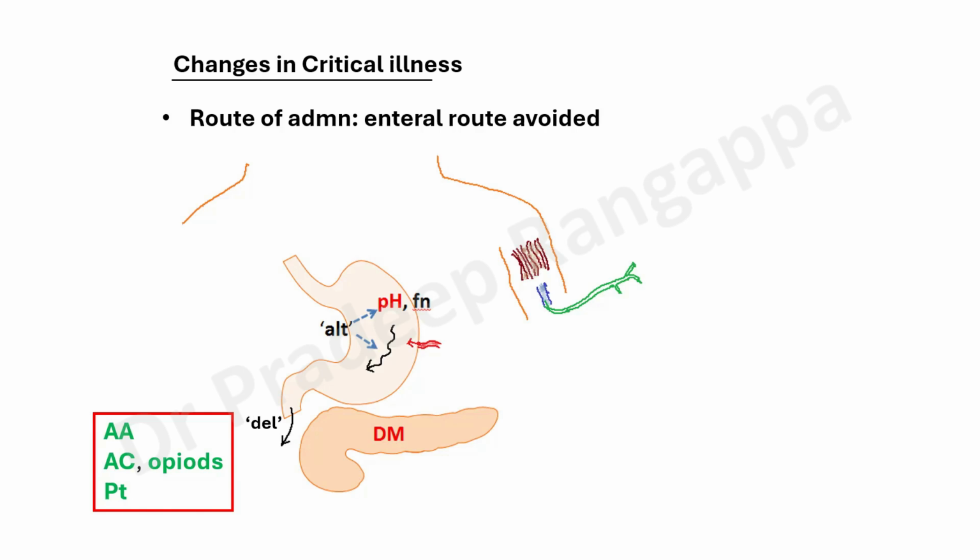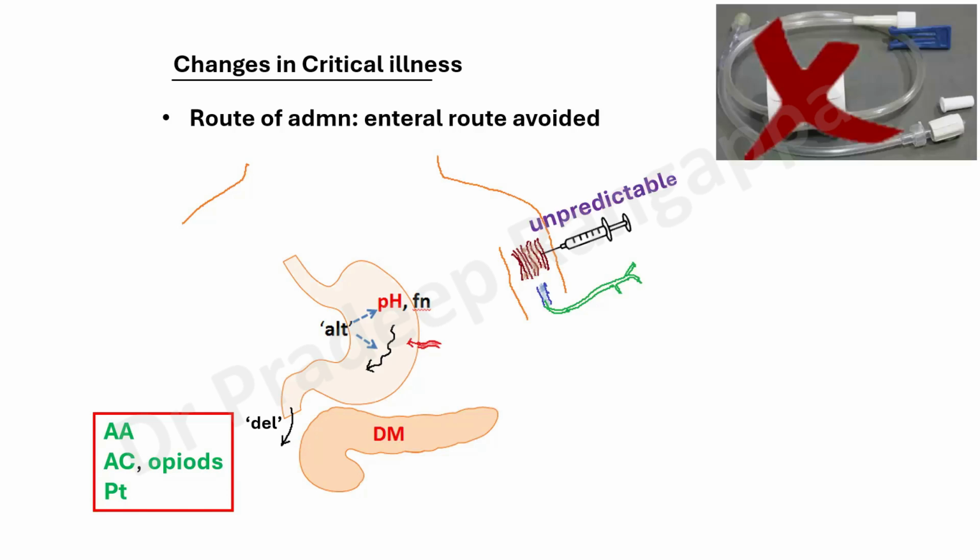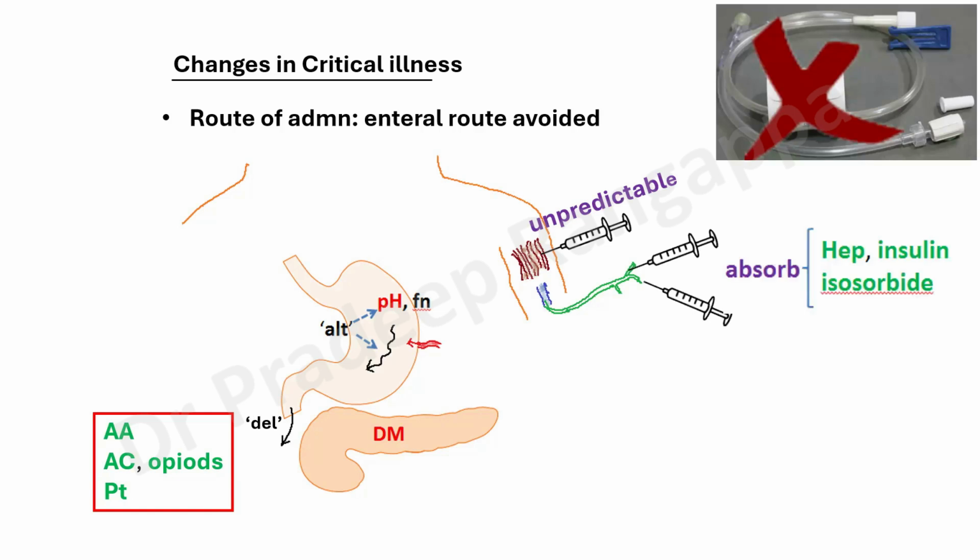So that's why we tend to give drugs intravenously, because with orally administered drugs, PKPD becomes very unpredictable. And intramuscular administration of drugs in ICU is also not well encouraged because of uncertainty of PKPD. When we are giving intravenous drugs, certain things need to be kept in mind: glass syringes should not be used, because for certain drugs like heparin, insulin, and isosorbide, PKPD gets affected when using glass syringes, and plastic syringes have to be used.